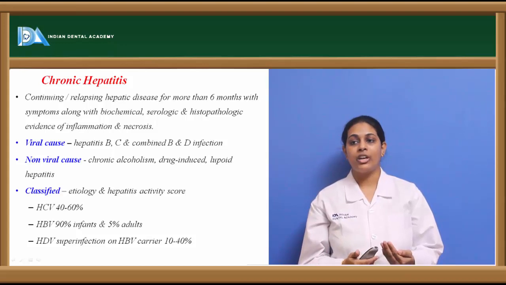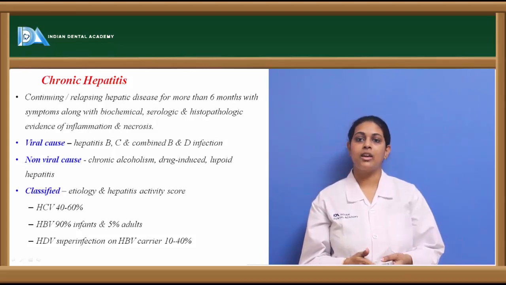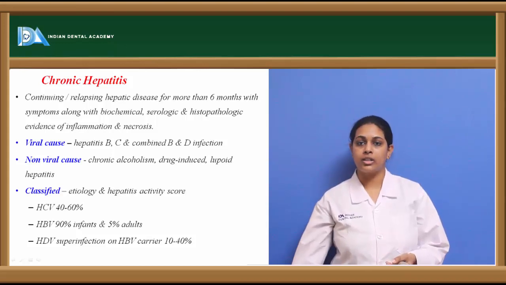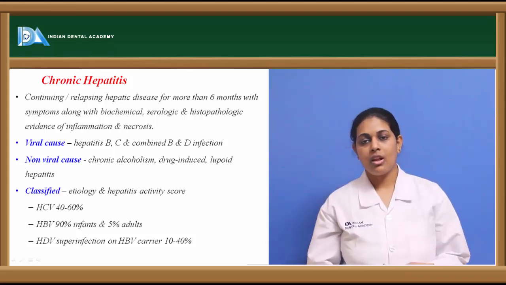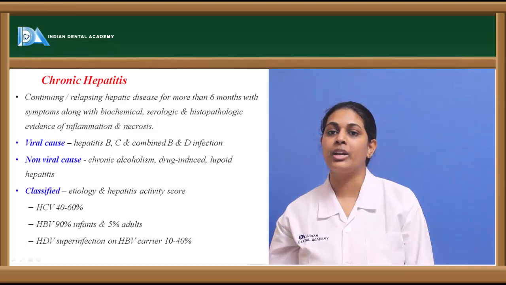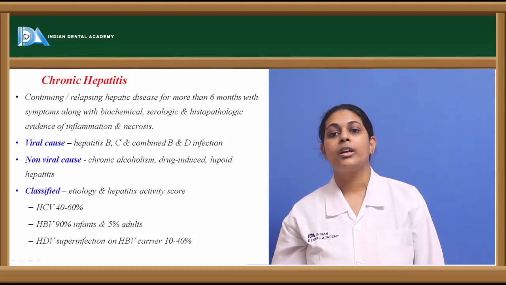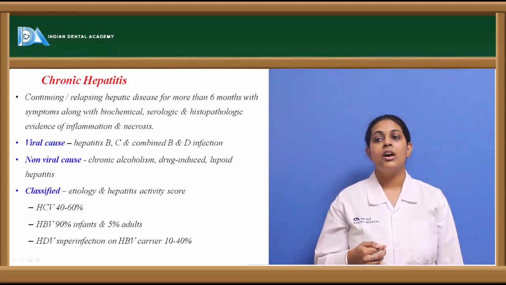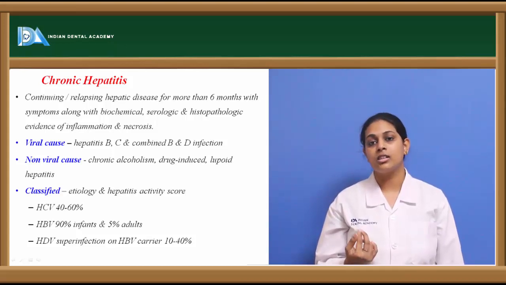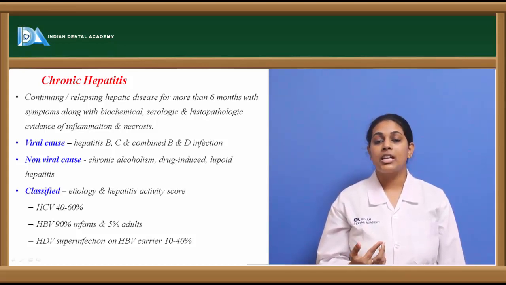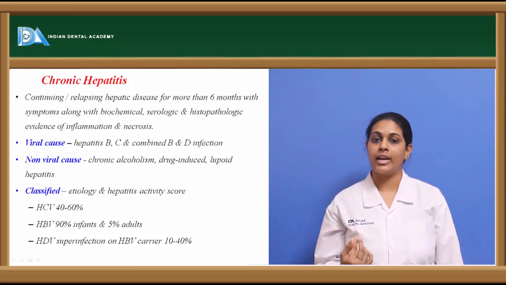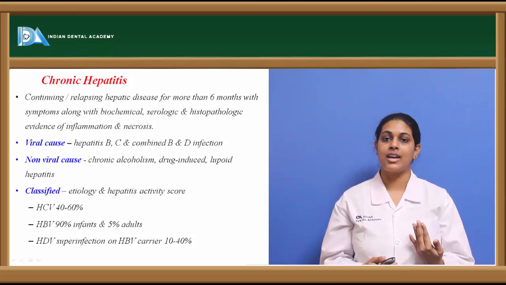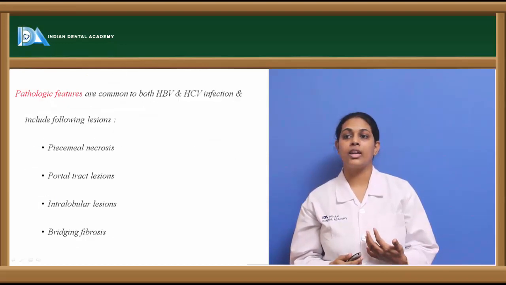It can be classified based on its etiology as well as the hepatitis activity score. It can be classified as HCV type when it is 40 to 60%. It can be classified as HBV type when it is 90% in infants, and in adults it's 5%. Whereas it can be classified as HDV superinfection or HBV carrier if it is 10 to 40% of the hepatitis activity score. So this is chronic hepatitis.